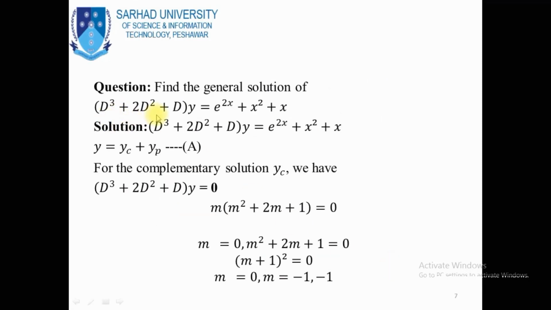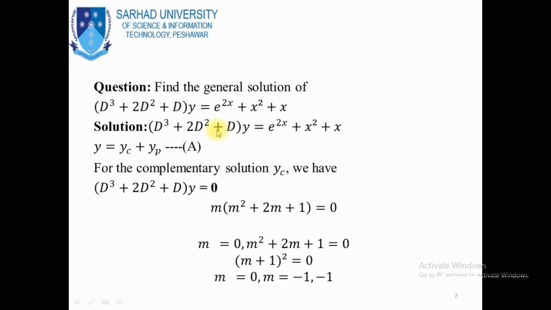Now another example, you see over here D cube plus 2D square plus D into y is equal to e power 2x plus x square plus x. Now we have case number 1 and case number 3 for the particular solution. So this is a non-homogeneous third order linear differential equation. So we have two solutions for this differential equation. One is the complementary and other is the particular solution. So as a whole, the general solution will be equal to complementary solution plus particular solution.